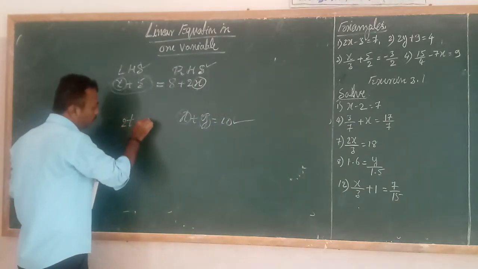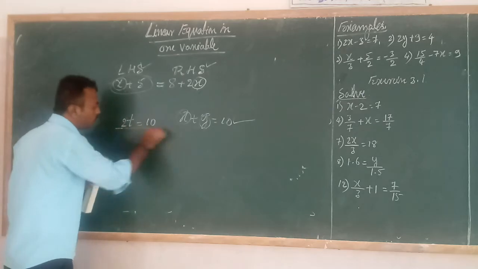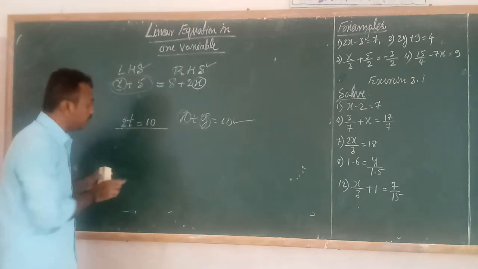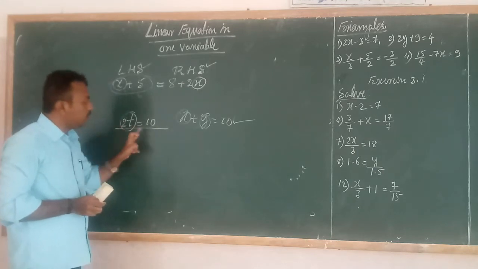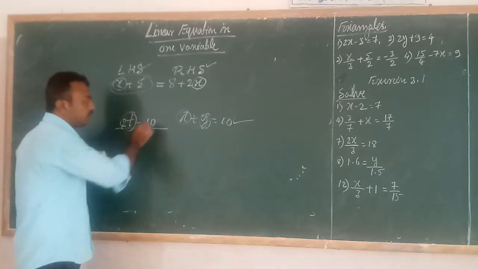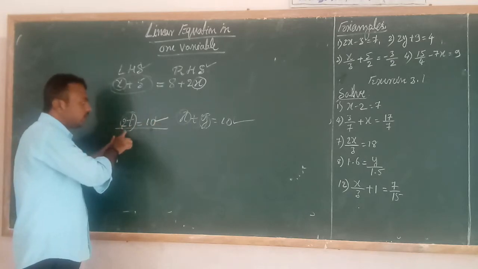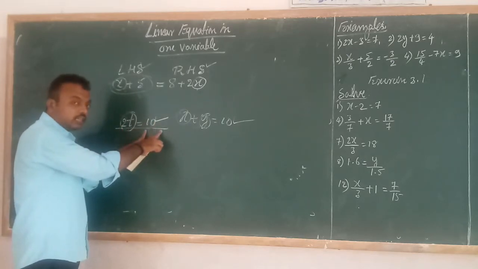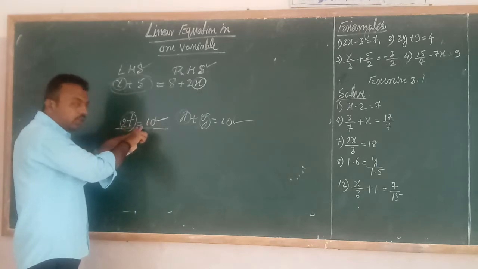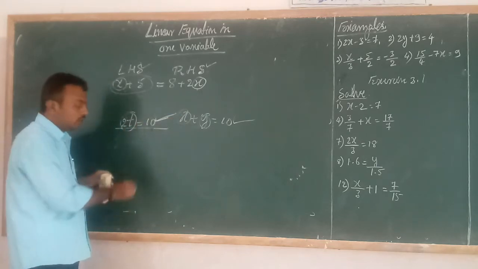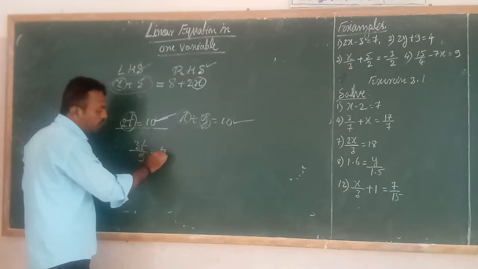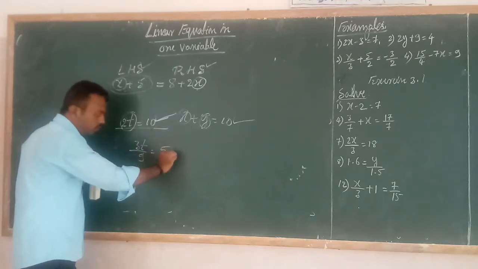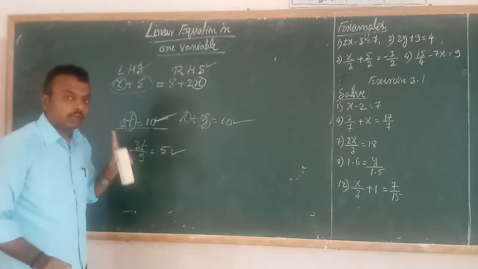2t is equal to 10. So this is one of the linear equations in one variable. 2t is one of the expressions, a monomial, correct? This is the monomial, and 10 is the constant term, understood? So this is one expression and this is another expression. When these are equal, that is called an equation. I will take another example. 3t by 9 is equal to 5. So this is also a linear equation in one variable.